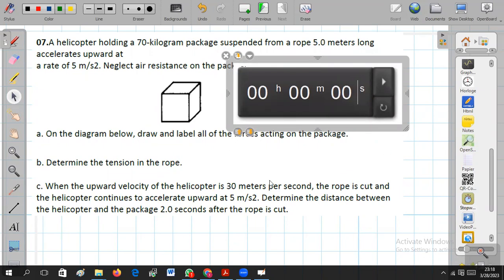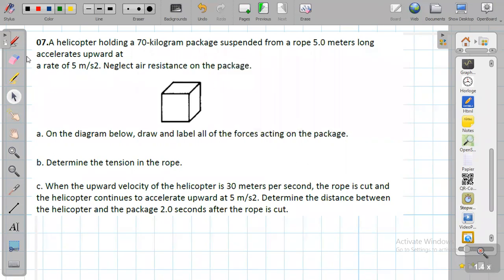So guys, how are you? The last question that I'm going to discuss today. A helicopter holding a 70-kilogram package suspended from a rope 5 meters long is accelerated upwards at 5 m/s squared. Neglect air resistance on the package.